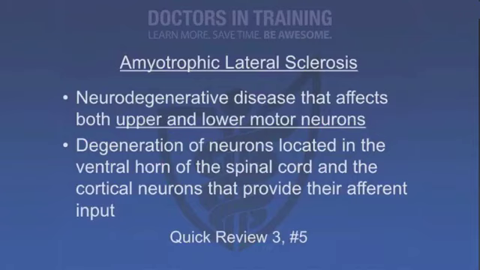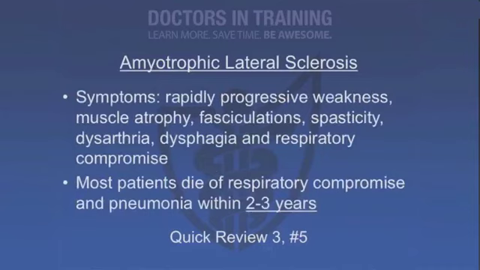Next, what are the primary characteristics of amyotrophic lateral sclerosis, or ALS? I just want to give you a few more details about this. It's a neurodegenerative disease that affects both upper and lower motor neurons. That's an important distinction you might get on a test. There is degeneration of neurons located in the ventral horn of the spinal cord and the cortical neurons that provide their afferent input. Symptoms include rapidly progressive weakness, muscle atrophy, fasciculations, spasticity, dysarthria, dysphagia, and respiratory compromise. It's a rapid problem, and most patients die of respiratory compromise and pneumonia within 2 to 3 years. Really, really sad if you get diagnosed with this.